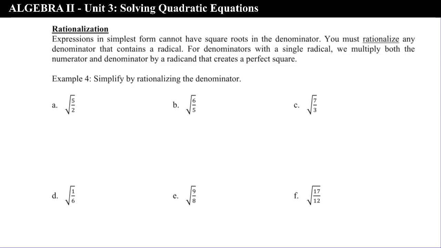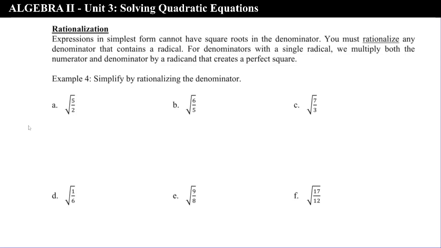That brings us to rationalization. In rationalization, expressions in simplest form cannot have square roots in the denominator. We must rationalize any denominator that contains a radical. For denominators with a single radical, we multiply both the numerator and denominator by a radicand that creates a perfect square. So here is, in example form, what we're talking about.